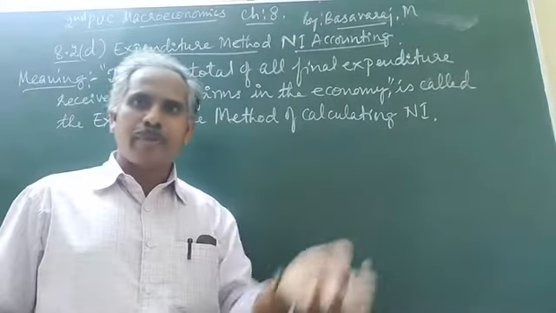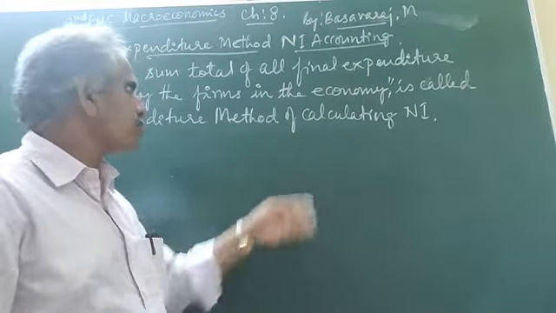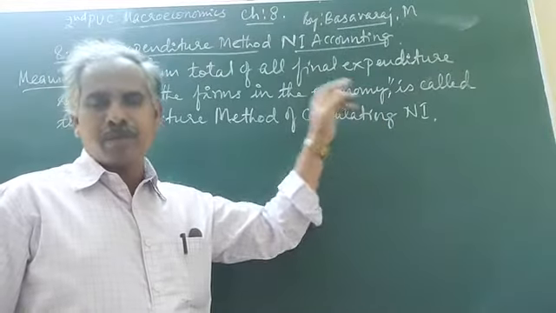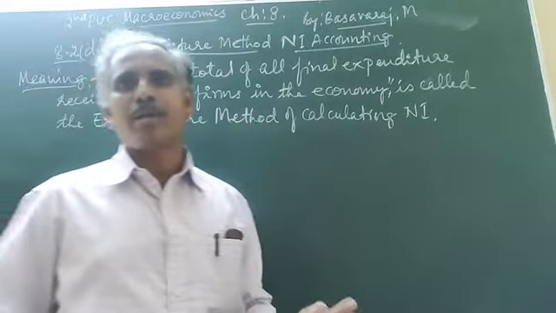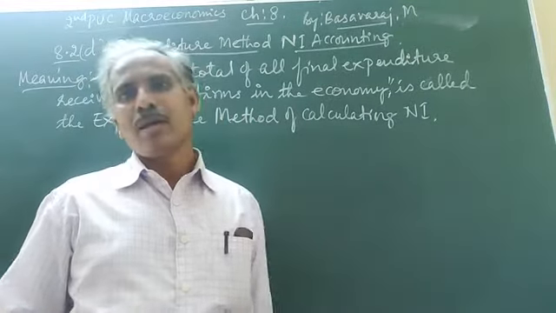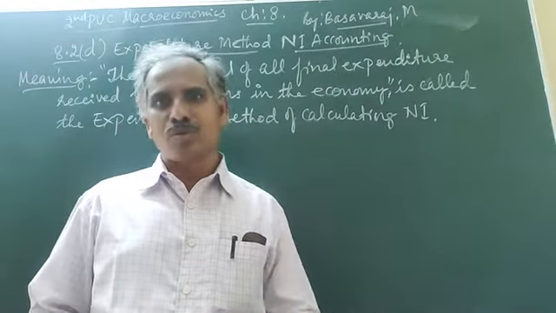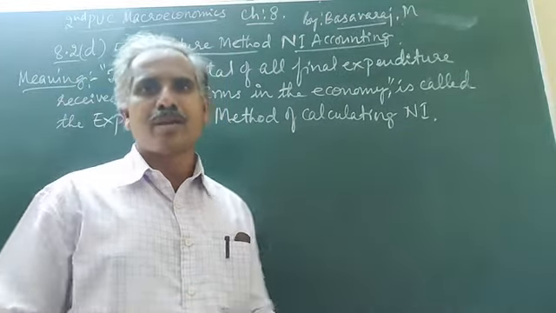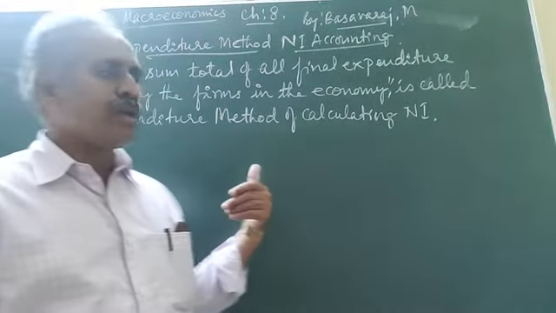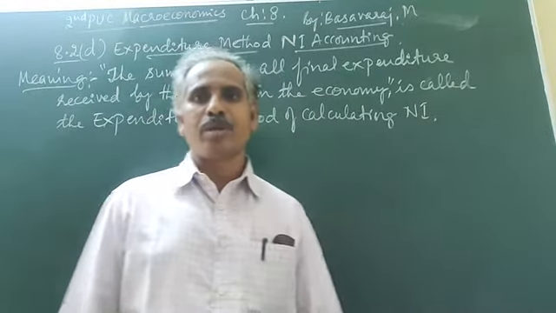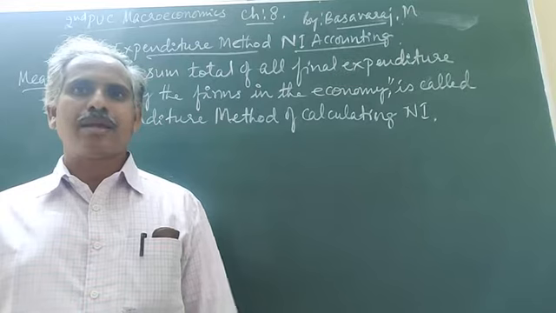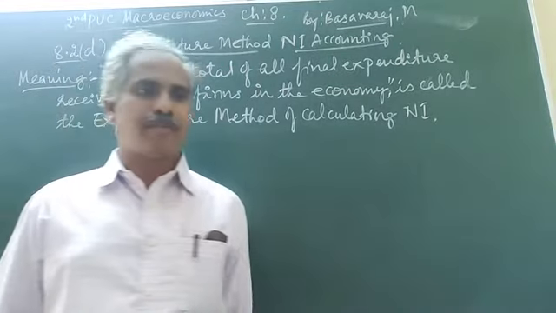Whatever the expenditure is being made has to be paid by the firms in the economy. It means all the firms that are there have to pay the expenses finally in order to produce the goods in an economy during one year. That could be called the expenditure method of calculating national income.